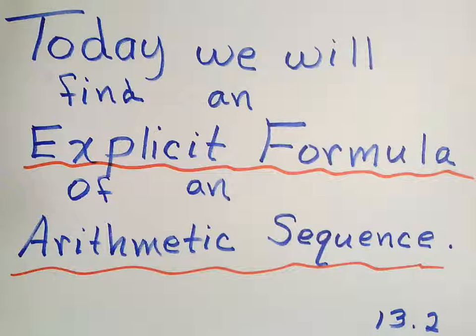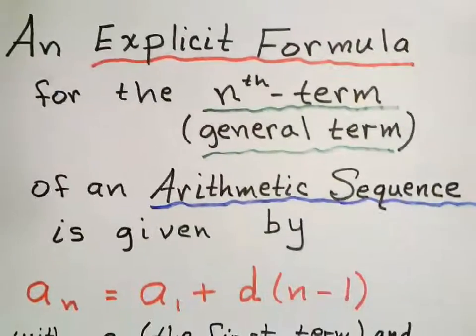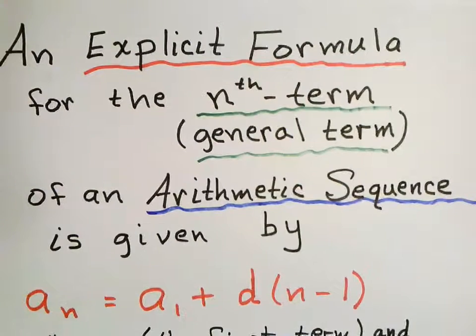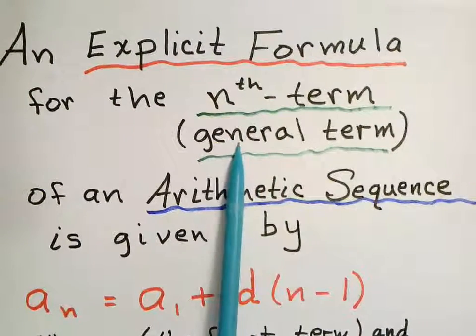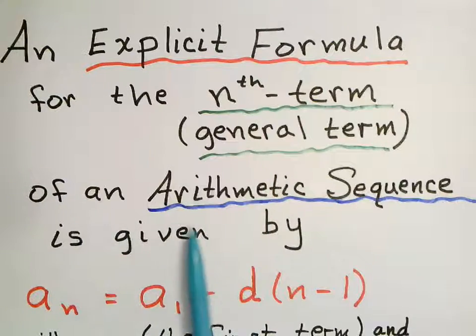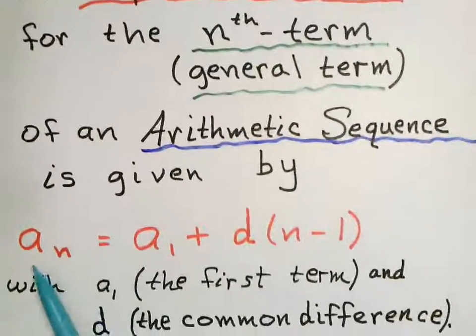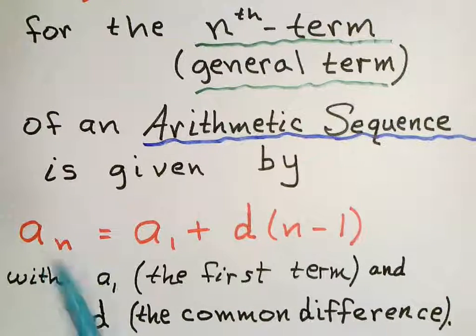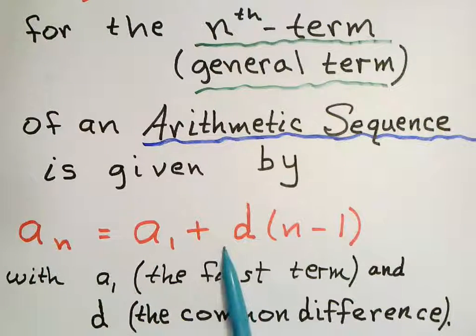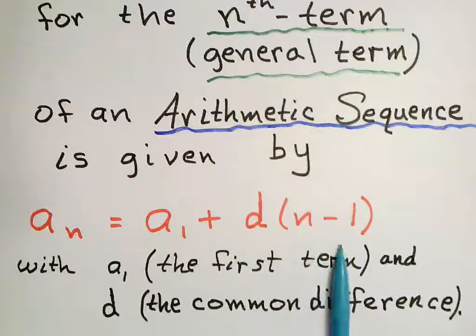Today, we will be discussing how to find an explicit formula of an arithmetic sequence. This is in our chapter 13, section 2. An explicit formula for the nth term, which is sometimes called the general term, of an arithmetic sequence is given by this formula: a sub n is equal to a sub 1 plus d times the quantity n minus 1. Now the a sub 1 is the first term of the arithmetic sequence, and the d is the common difference.